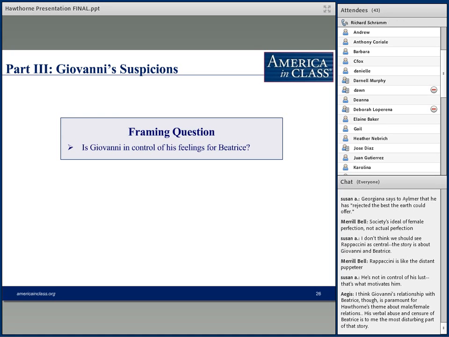We have a response here to our framing question. He is not in control of his lust, and that's what motivates him. And then another comment: I think Giovanni's relationship with Beatrice, though, is paramount for Hawthorne's themes about male-female relations. Giovanni's verbal abuse and censure of Beatrice is, to me, the most disturbing part of that story.